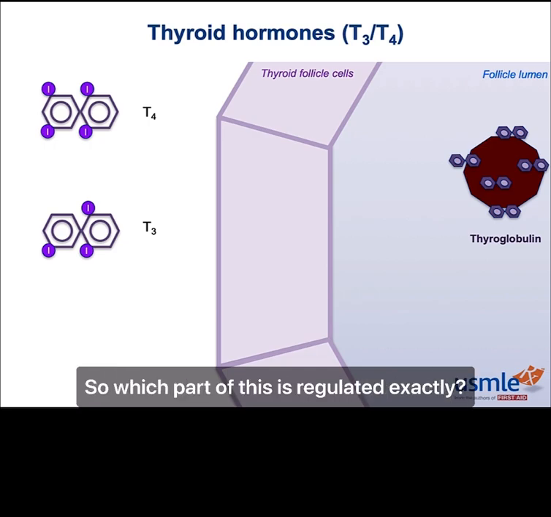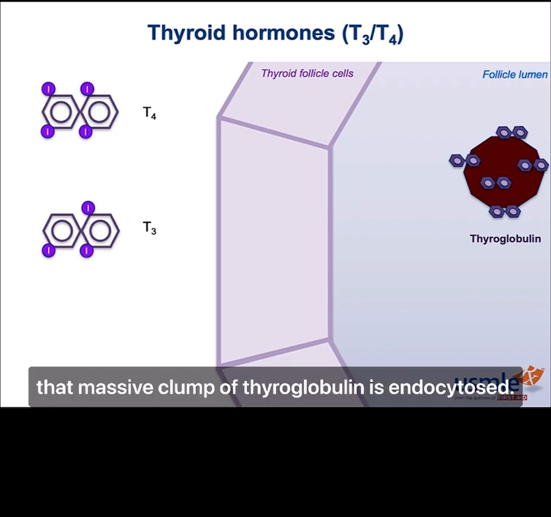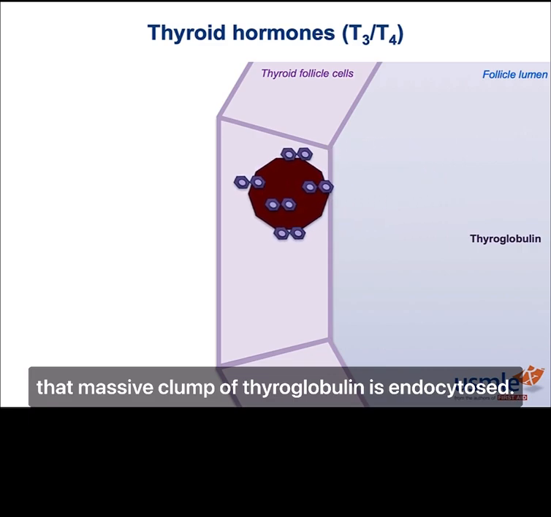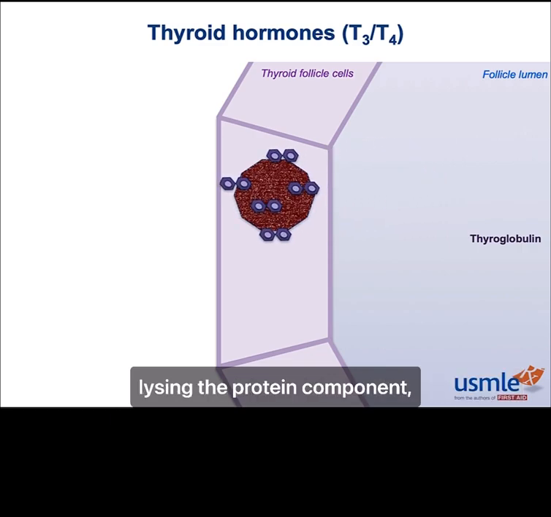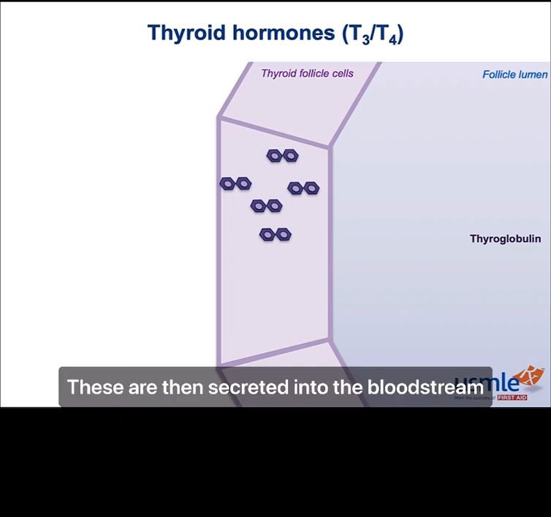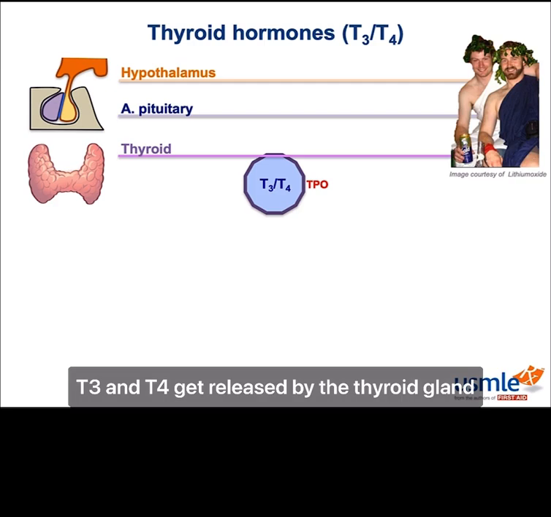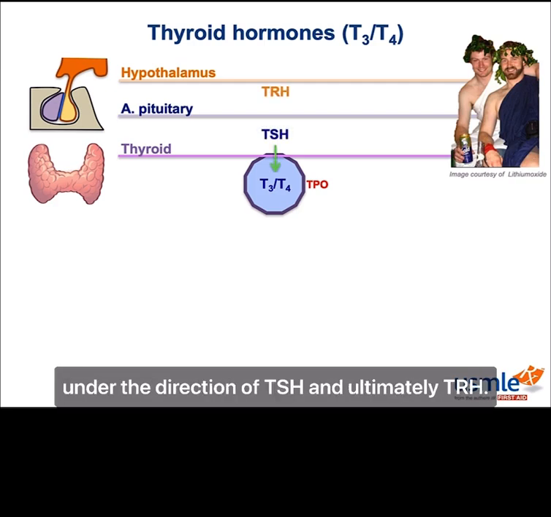So, which part of this is regulated exactly? Well, when TSH stimulates the follicles to do so, that massive clump of thyroglobulin is endocytosed. Lysosomes fuse with the vesicle, lysing the protein component but sparing the T3 and T4 units. These are then secreted into the bloodstream when TSH permits it. T3 and T4 get released by the thyroid gland under the direction of TSH and ultimately TRH.